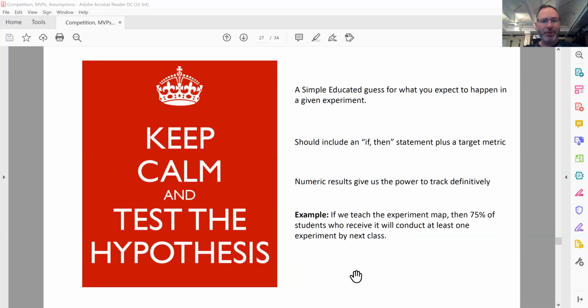For example, my metric might be, hey, if we teach this process of doing an experiment map, then about 75% of the entrepreneurs that receive this training are going to do at least one experiment by the next class. And I can test that.